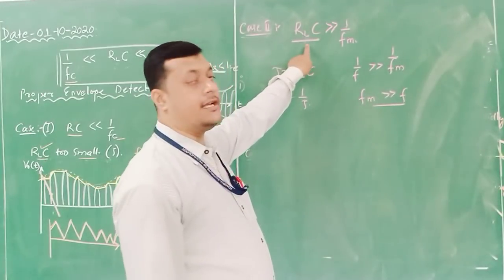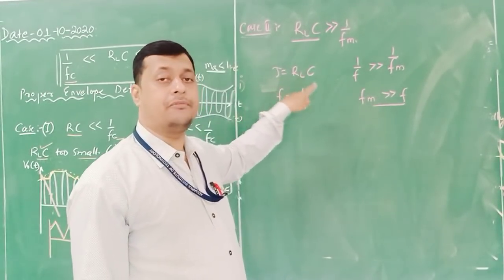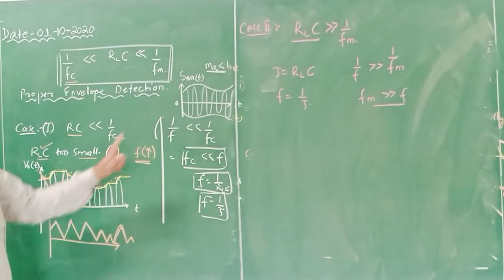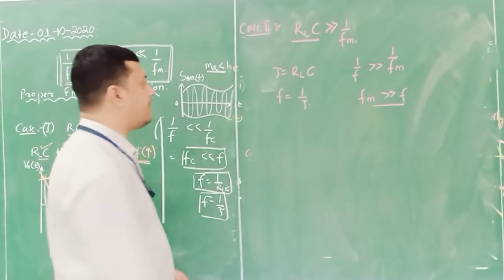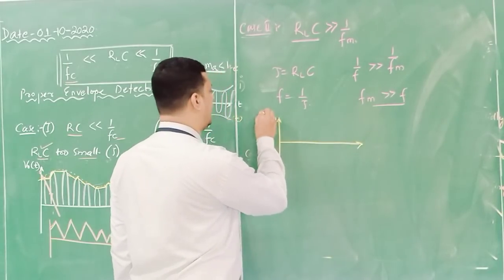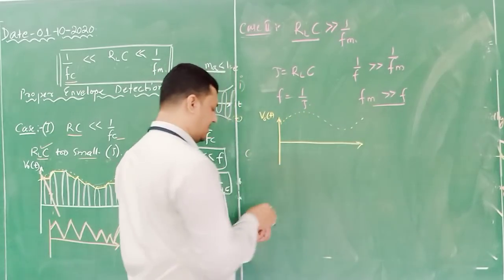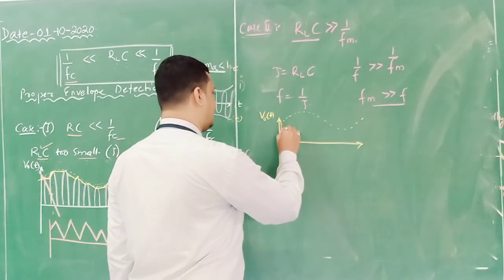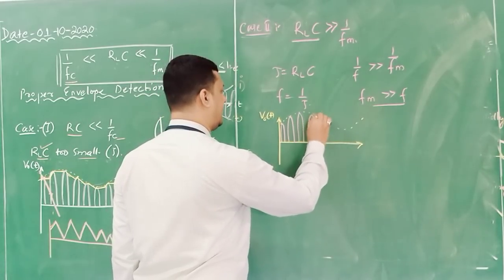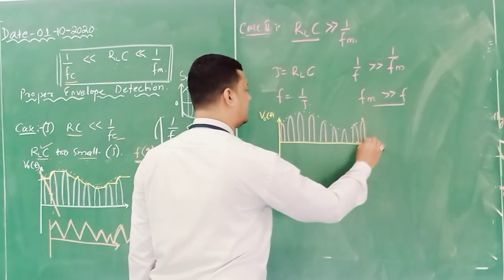This is the condition for the second case. We have to limit this time constant between Fc and Fm. Now here you saw it with respect to the carrier frequency. Here we will see it with respect to the modulating frequency. Now here again, this is the output of the diode, and this is the envelope. Let us consider it like this. And these are the positive half of an AM signal.